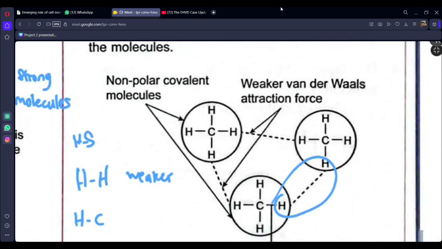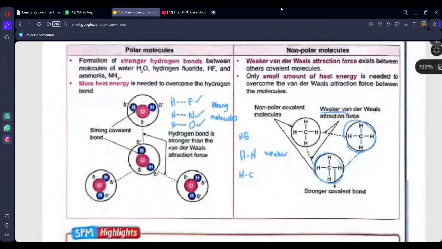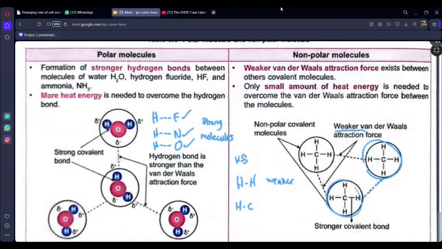So you look here, hydrogen plays with hydrogen, they are not the same molecule. This is one methane, this is one methyl. So this is intermolecular van der Waals forces of attraction. So it is weaker. Always remember, H-N, H-O, H-F are the strongest. So the bond is weak, a small amount of heat energy is needed, and you will overcome the van der Waals force of attraction and break the bond.